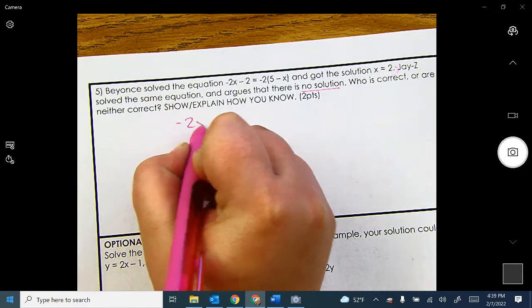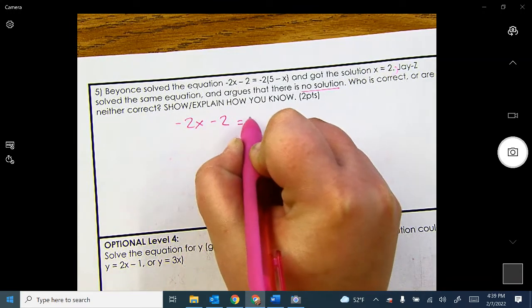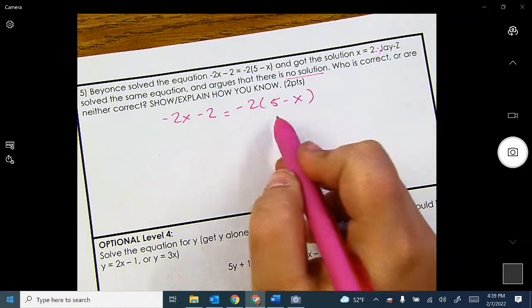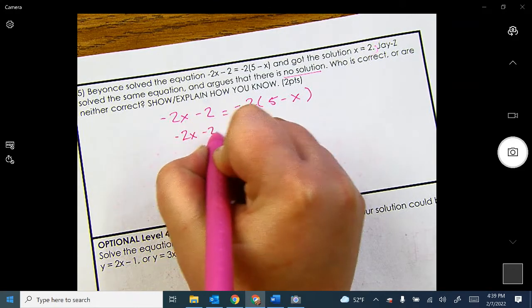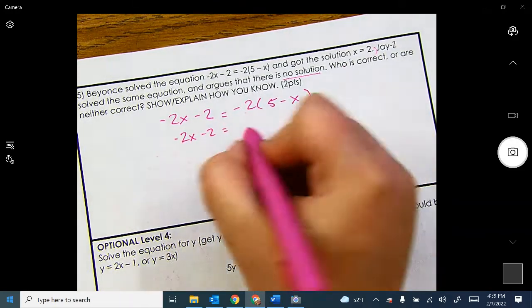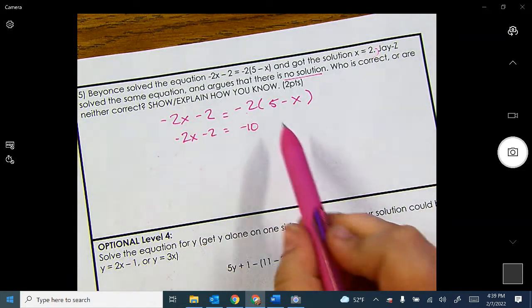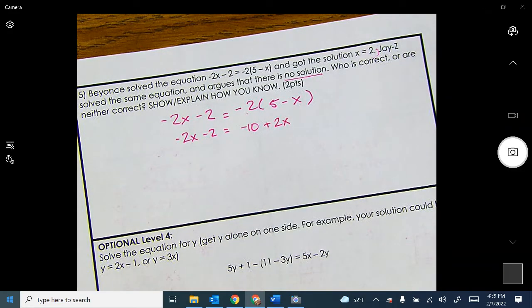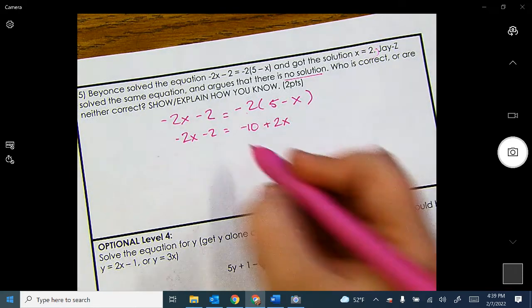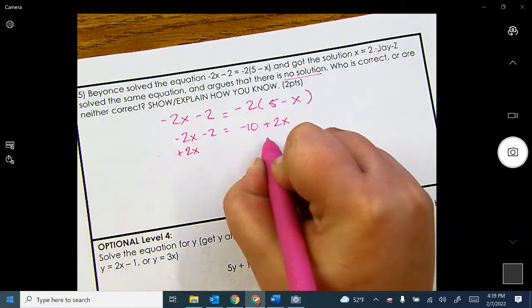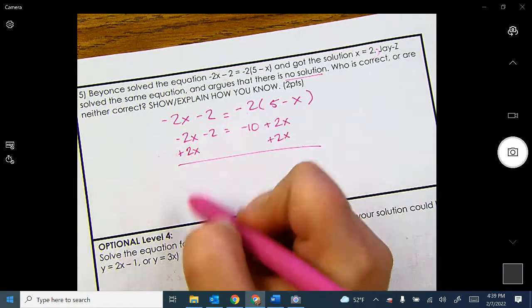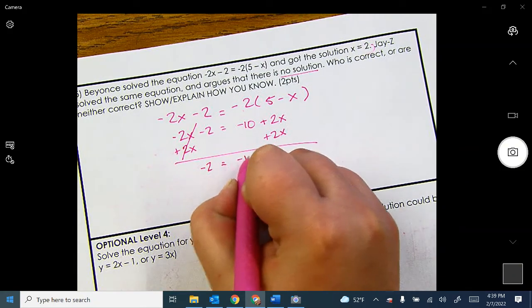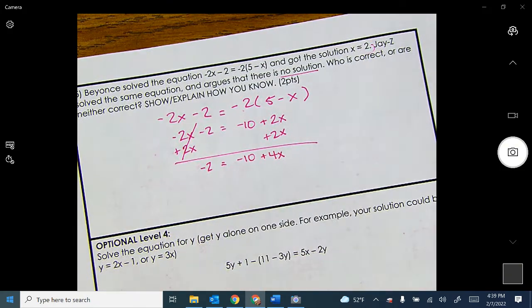So if I have negative 2x minus 2 is equal to negative 2 times 5 minus x. Okay, first step is distributive, so I'm going to leave everything the same on the left. Over here I have negative 2 times 5, which is negative 10. Then I have negative 2 times negative x, which will make this positive 2x. All right, now I've got x's on both sides. I don't like negative x's, so I'm going to add 2x to both sides. Now negative 2x plus 2x makes those cancel out. I still have negative 2 on the left, but now I have negative 10 plus 4x on the right.